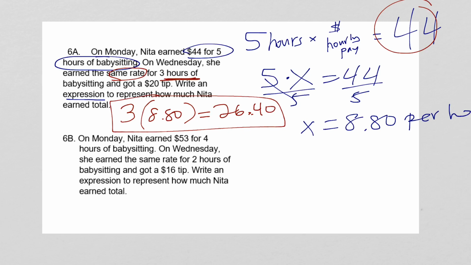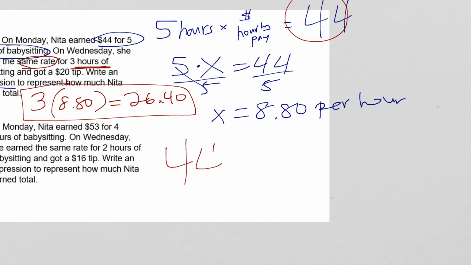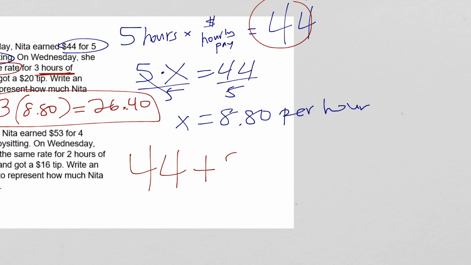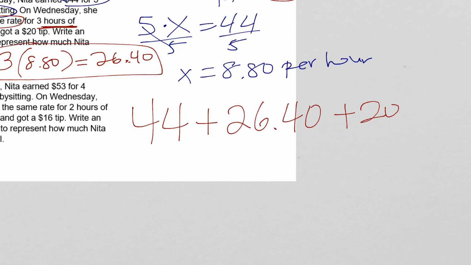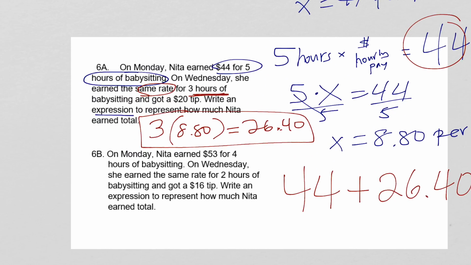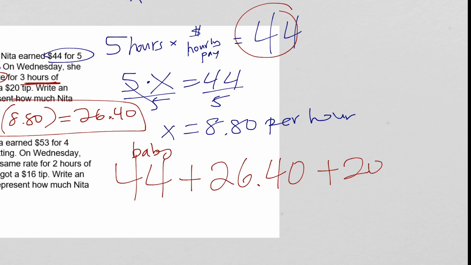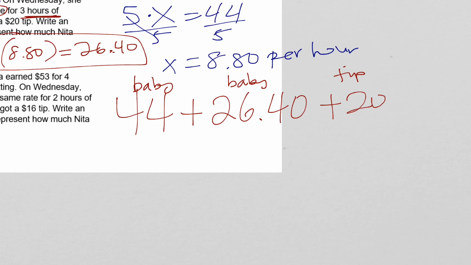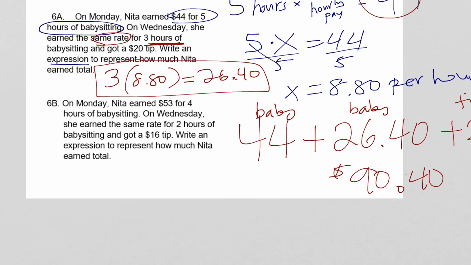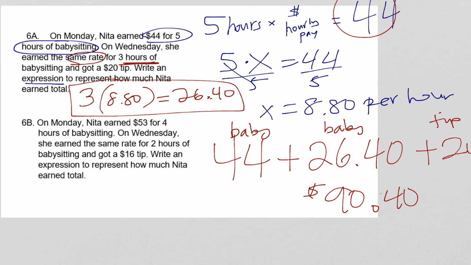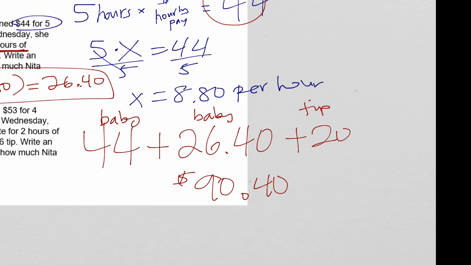They want to know how much she made. So it's $44 plus the 3 hours of babysitting, which was $26.40, plus her tip of $20. If you add up her pay for babysitting again, and her tip, you should end up getting $90.40. Okay, so you guys try 6B. If you get stuck, I can answer 6B in class.